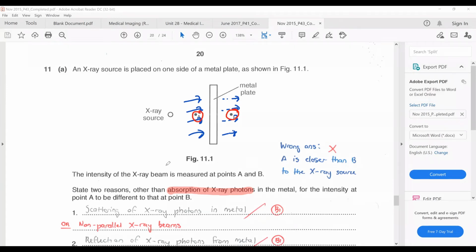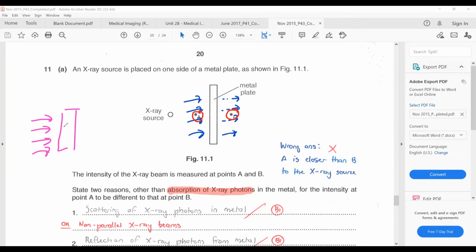Okay, so there are some answers here that could account for why your intensity is different at these 2 points. The first answer would be the scattering of your X-ray photons in metal. If you're talking about scattering of X-ray photons in metal, as I mentioned to you, you could have a parallel beam of X-rays that come in like this, but as it passes through the medium, your X-ray could have a tendency to scatter or deflect in another direction.